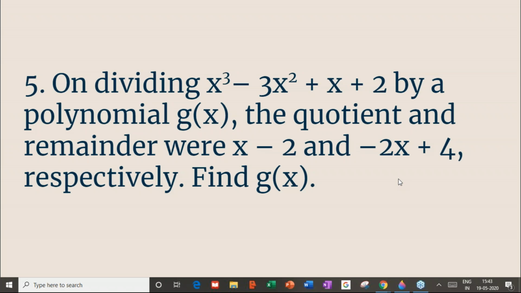Divide, so p of x is x cube minus 3x square plus x plus 2 and g of x is unknown, but you have been given the quotient and the remainder. The quotient is x minus 2, and the remainder is minus 2x plus 4. Use the division algorithm. And the people who are able to solve it can type in the answers here. So I'll check.